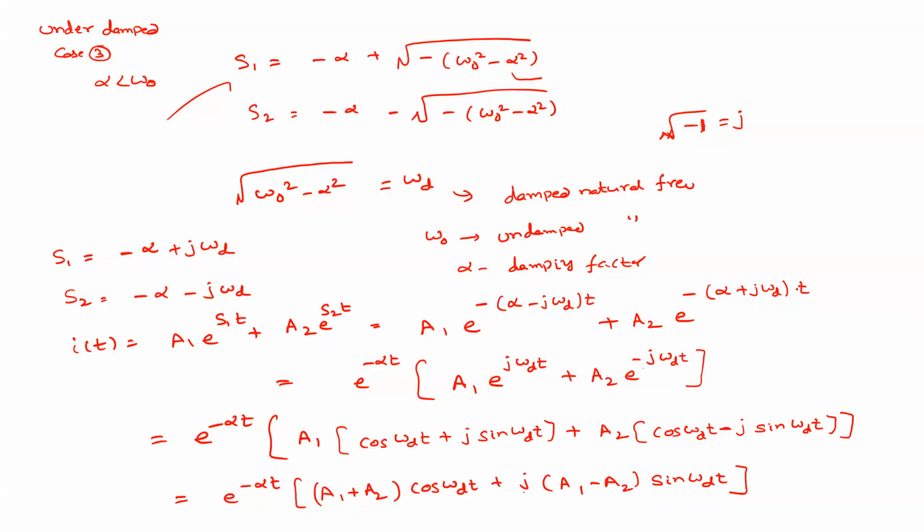Let us assume that a1 plus a2 equals b1 and j times a1 minus a2 equals b2. Ultimately these two are constants only. So the solution is i of t equals e to the power of minus alpha t into b1 cos omega d t plus b2 sin omega d t. This is for the underdamped case.